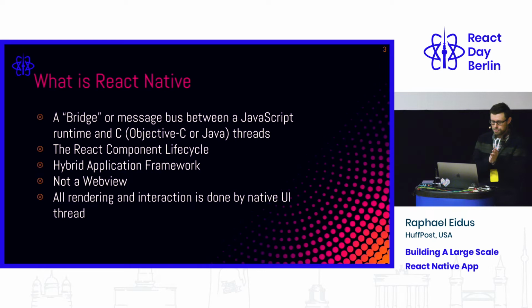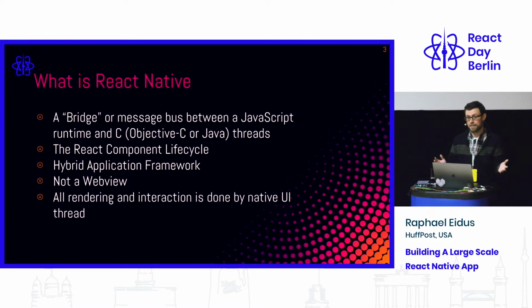So, what is React Native? At its core, it's a bridge, a message bus between JavaScript and a C thread, which then communicates with Objective-C or Java. But really, that is fundamentally what React Native is. It has some other pieces layered on top, like a React component lifecycle, which is great and makes it super fun to work with. But fundamentally, it's always good to remember that what you're dealing with is a message bus.